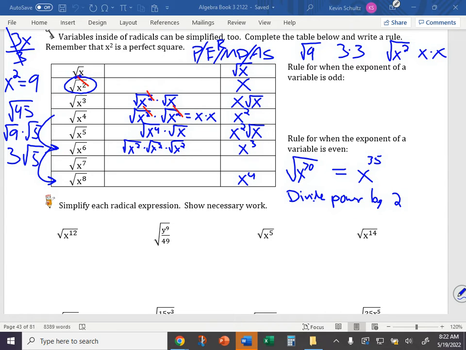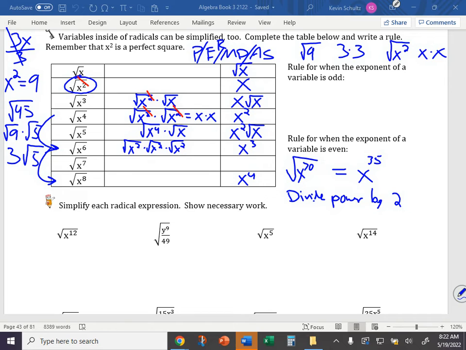Variables are different from numbers, yes, but they have the same properties. Don't let it fool you that it's an x versus something else. Our goal here is to take out a perfect square factor from x to the fifth, because we know that any even power is a perfect square, we can take out an x to the fourth. That's our perfect square. That gives us x squared. And the root x is just left over.